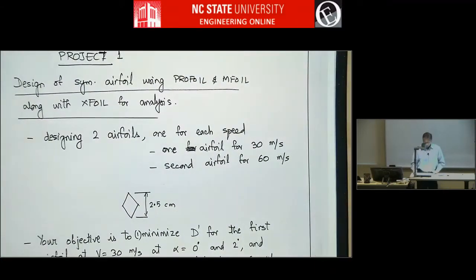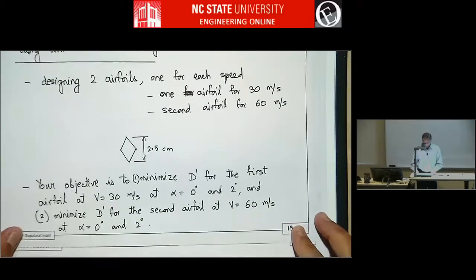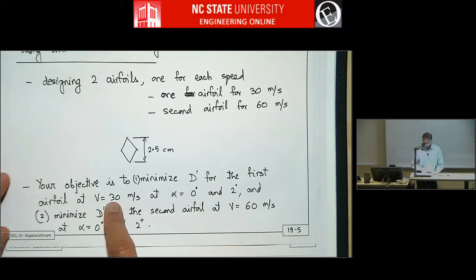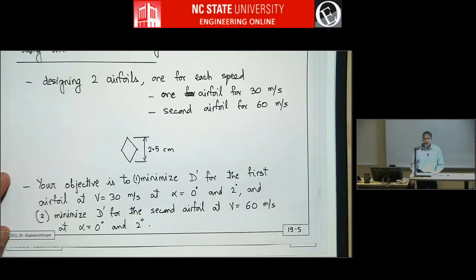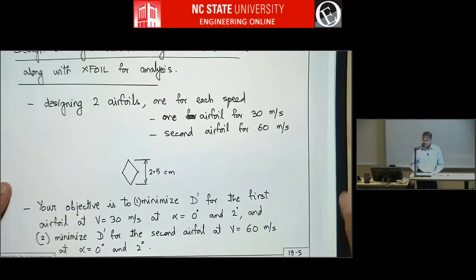So you're designing two airfoils, one for 30 meters per second speed, another for 60. You have to design a fairing around this antenna, just similar to homework 3. And you have to minimize D prime, drag per unit span, for the first airfoil at 30 meters per second at 2 angles of attack, and for the second airfoil at 60 meters per second at 2 angles of attack again.